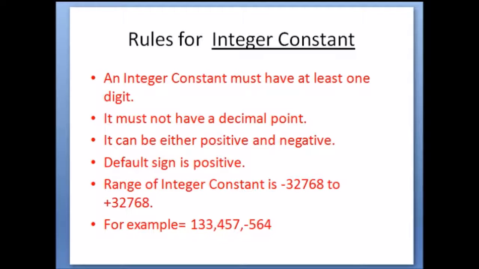It will be either positive or negative, but in programming the default sign is positive. If you create any variable named x and do not assign any sign in front of it, then the default sign will be positive. And the most important thing is that its range is between minus 32,768 to plus 32,768. If you put a value greater than the range, then it will show a garbage value and you will not get the desired output.